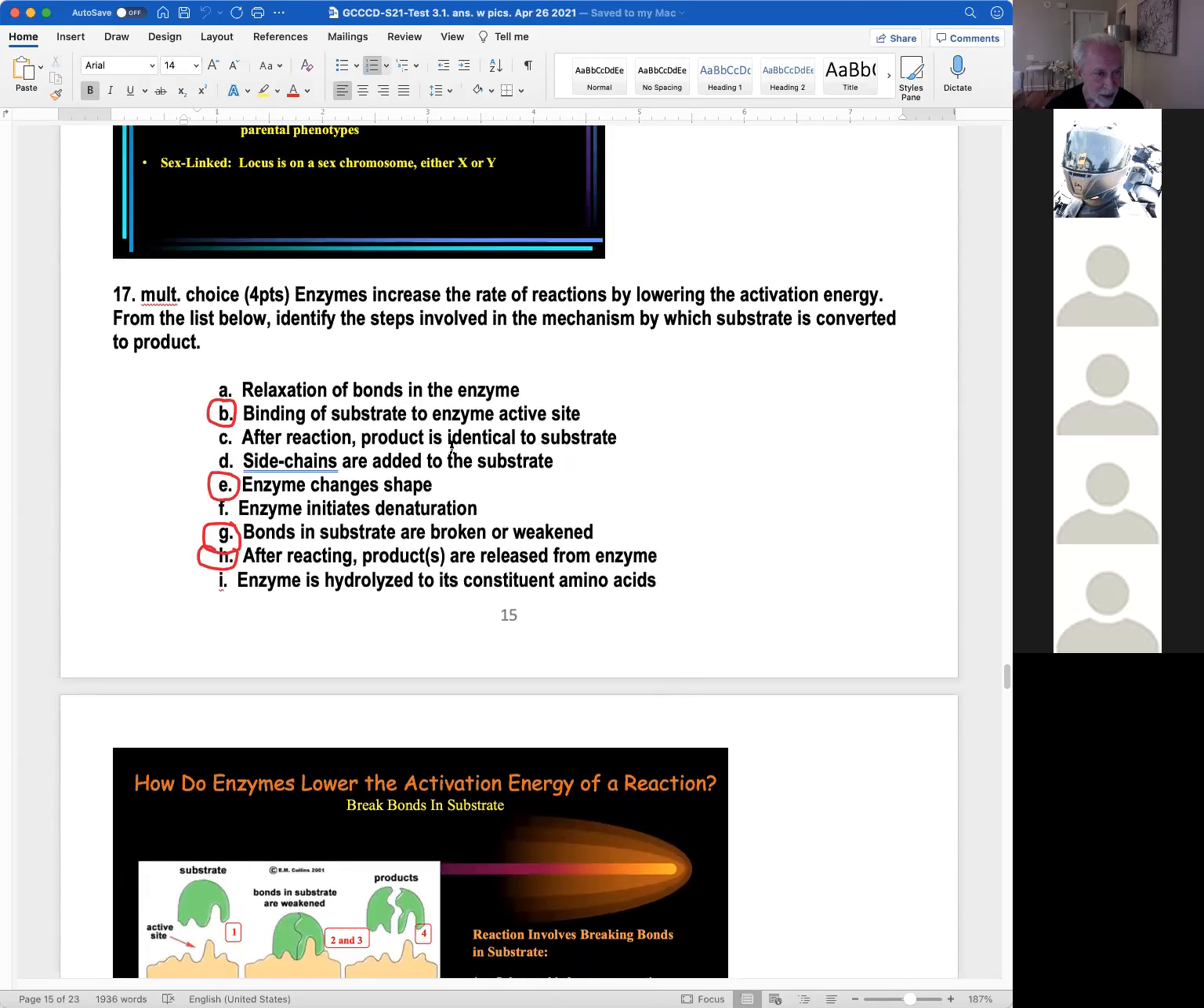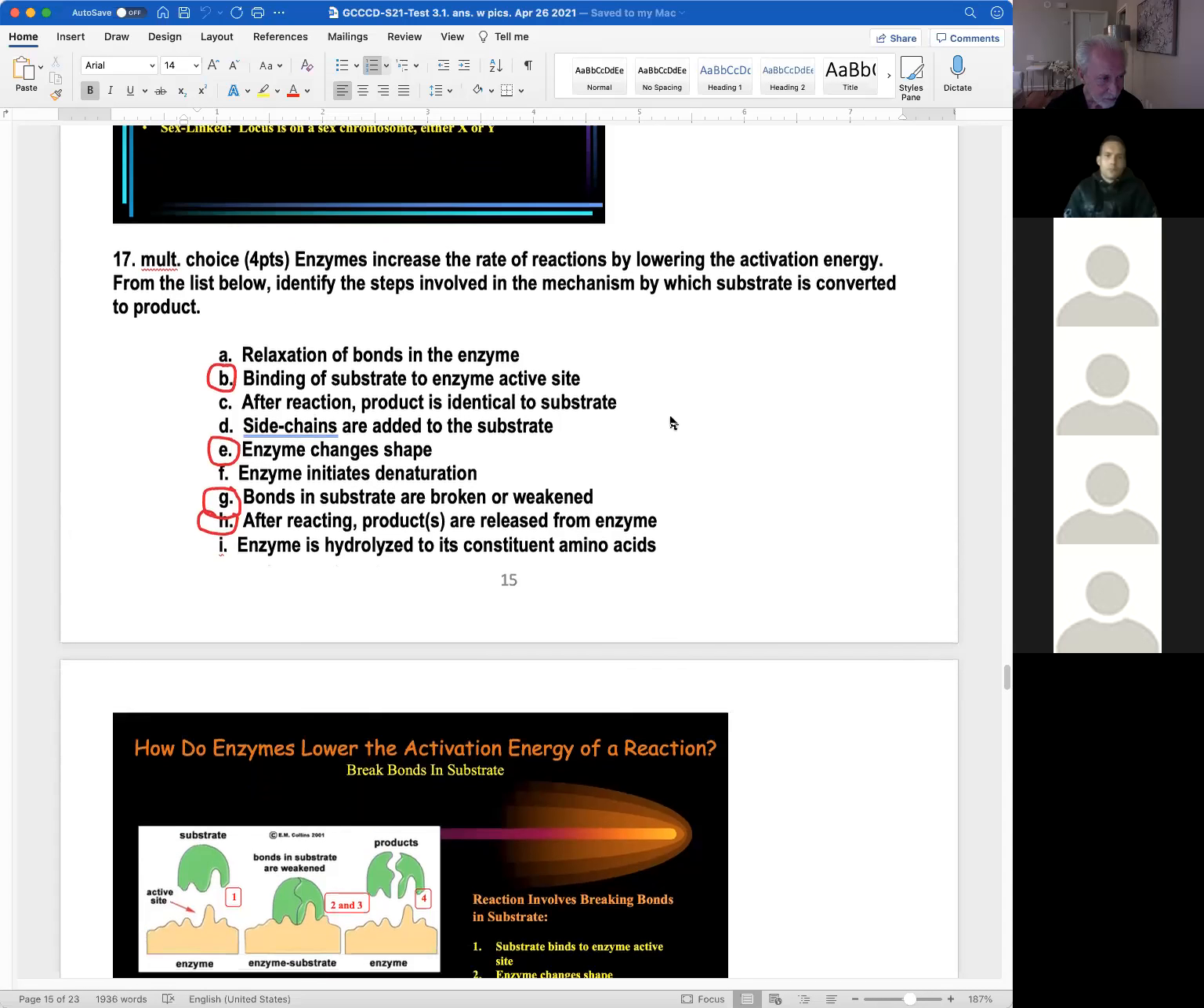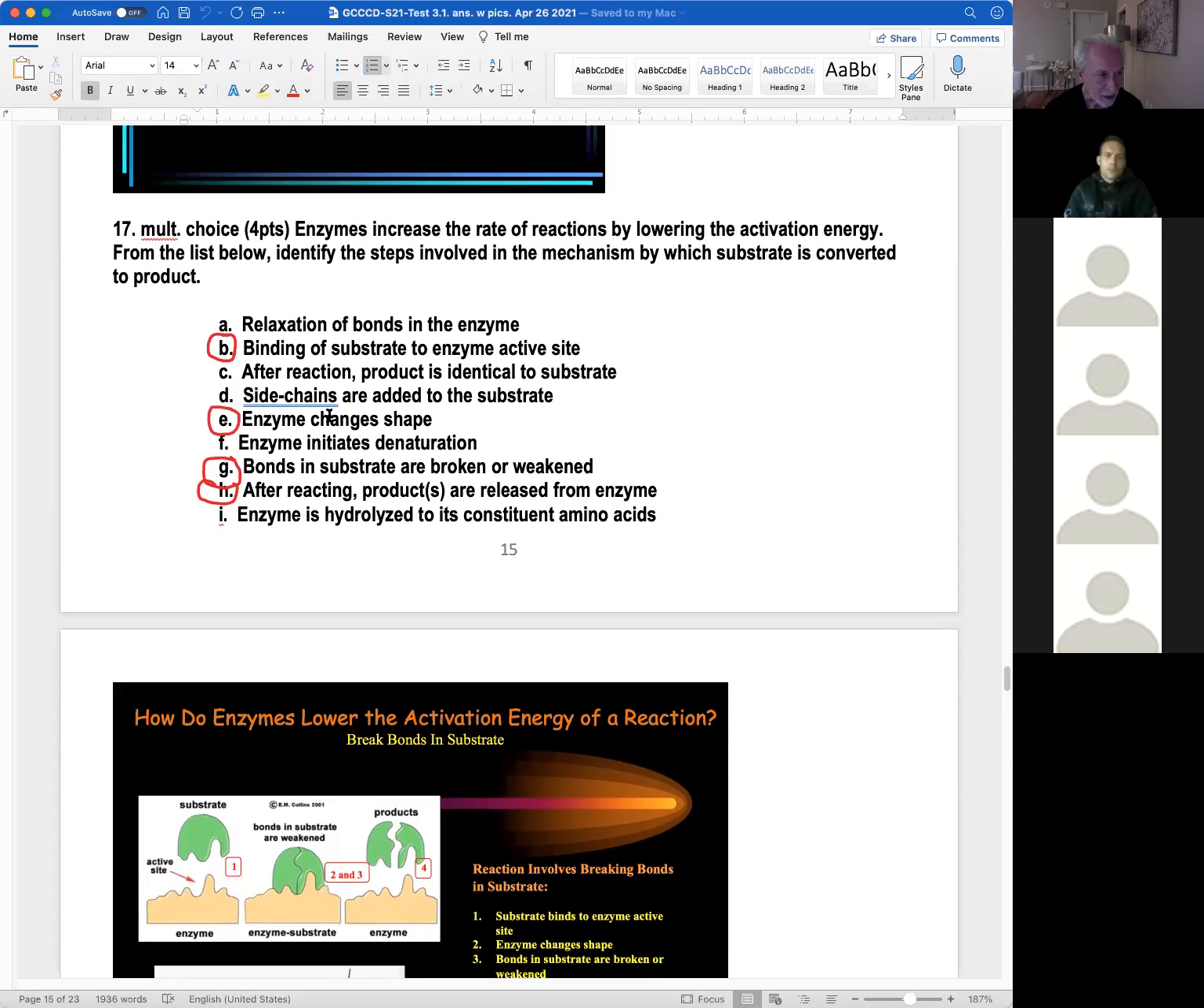So what statements in this list indicate actions that occur as an enzyme is converting substrate to product? Well, one is the binding of the substrate to the enzyme active site. Another is the enzyme changes shape. And when it does that, the bonds in the substrate are broken or weakened.